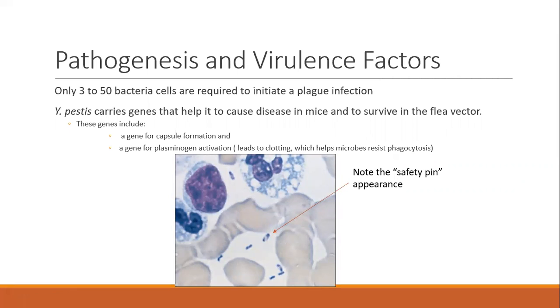Pathogenesis and virulence factors. Only 3 to 50 bacteria cells were required to initiate a plague infection. Y. pestis carries genes that help it cause disease in mice and survive in the flea vector. These genes included a gene for capsule formation and a gene for plasminogen activation, which led to clotting that helped microbes resist phagocytosis, which you can see in the little safety pin appearance of the plague.